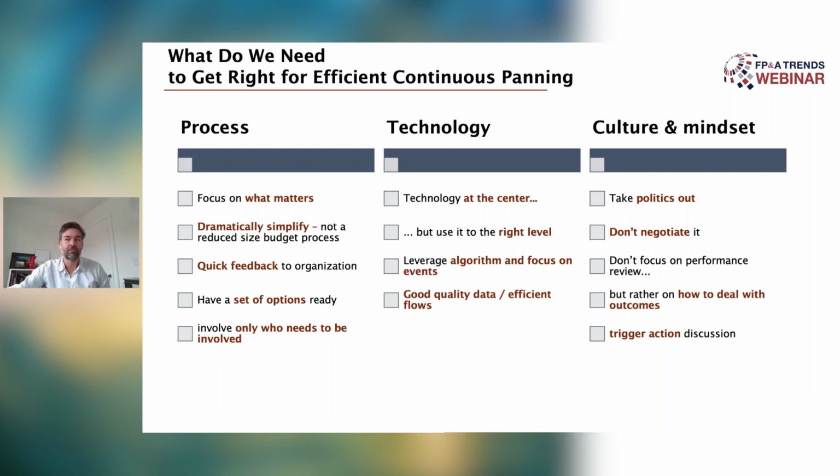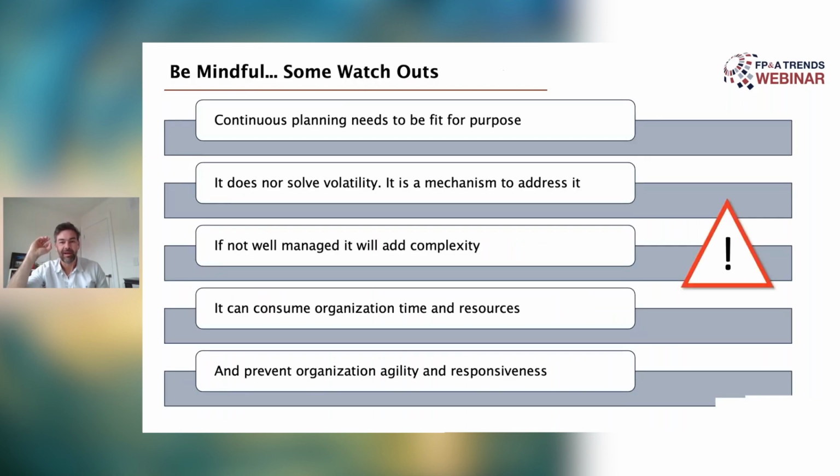But what I wanted to focus on as well, if we move on, is that there is a very thin line between process efficiency and helping the organization to be reactive, and actually driving complexity and bureaucracy through the continuous planning process. And here, just a few watch outs. Be sure that the continuous planning process that you have is fit for your purpose. Again, remember that it does not solve volatility. It should be the mechanism to address it. And the reality is that if it's not well managed, it will just add complexity.